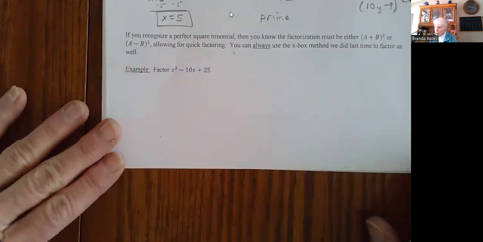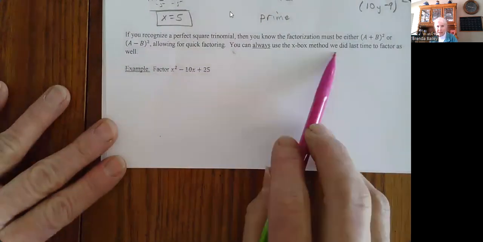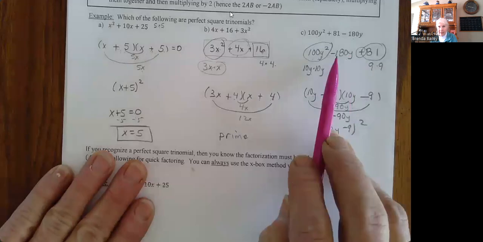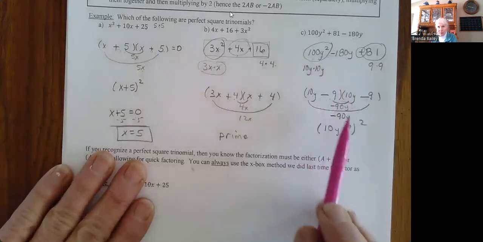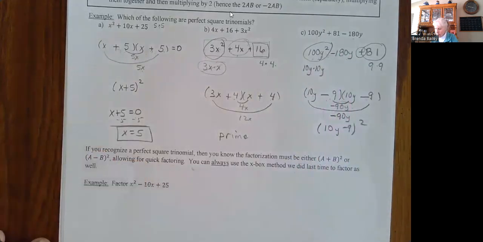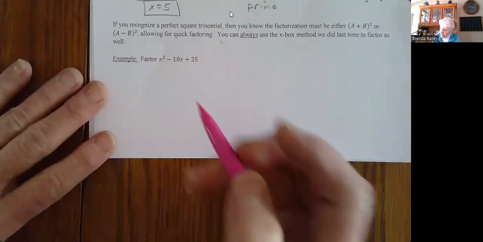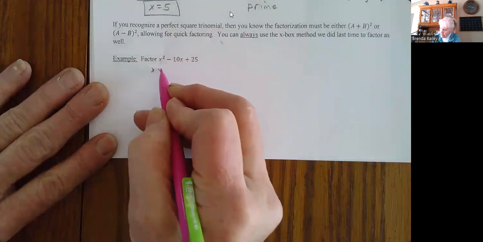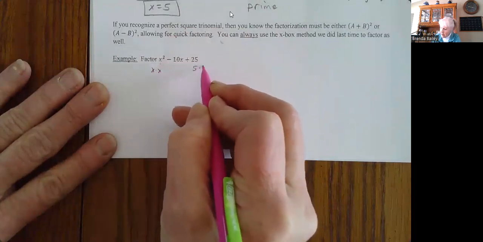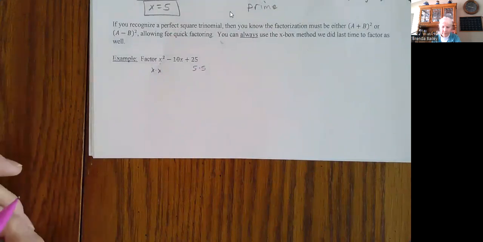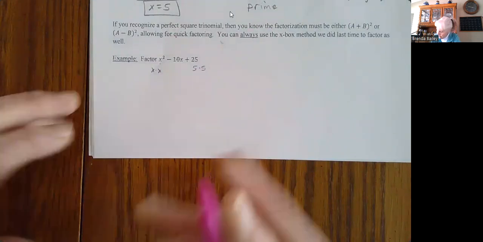You can always use the X-box method for this. This just might shorten it if you try something like this first to see if it works. It could shorten the process. All righty. X times X gives me that. 5 times 5 gives me that. So we can see if we're going to get a perfect square trinomial.